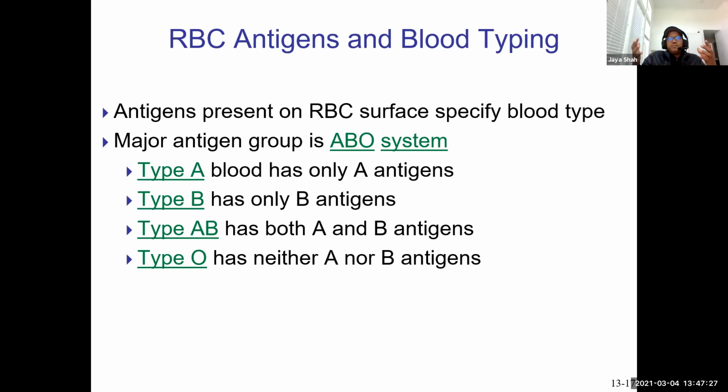What does that mean? So blood grouping is based on the antigen present on the plasma membrane of red blood cells. Antigen present on the RBC surface specifies your blood type. And there are two ways. Either you are A, B, AB, or O, or you are positive or negative. So the first group is called the major antigen group, the ABO system. Let's talk about the ABO system first.